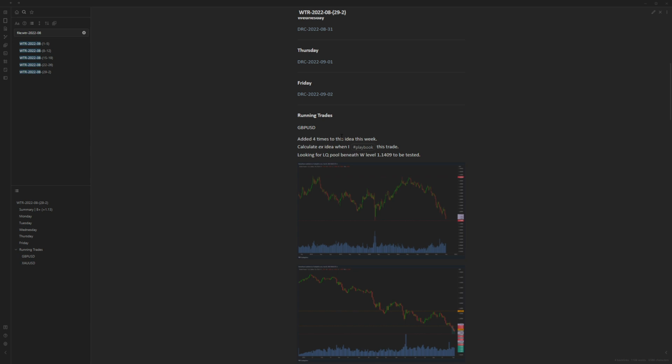Got pound dollar. Details I wrote on this, added 4 times in this area this week. Calculate exponential idea when I playbook this trade. Looking for liquidity pool beneath weekly level 1.1409 to be tested. Now I fully intend to playbook this trade.